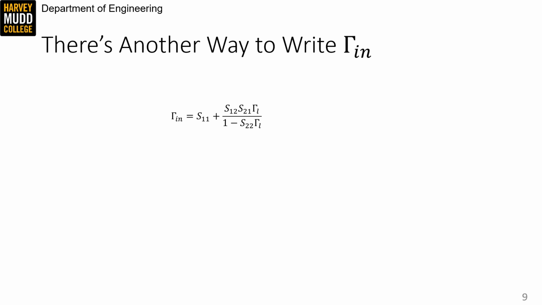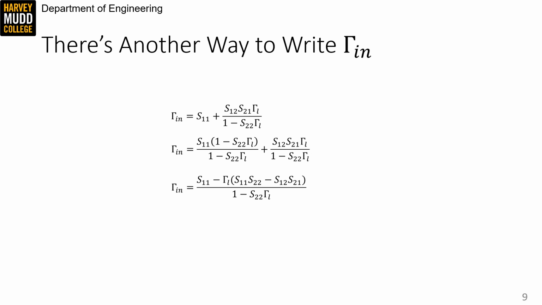However, there's an alternate way to write gamma in that we do need to derive now. We can combine S11 with the second term by multiplying and dividing by the denominator of the second term. Then we can factor out gamma L and gather like terms, which results in this kind of interesting difference of products. That difference of products is the determinant of S, and we often give it the symbol delta. So we can write gamma in this alternate form that depends on the S matrix determinant.